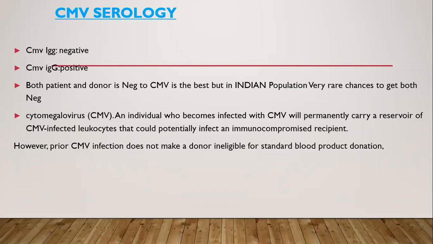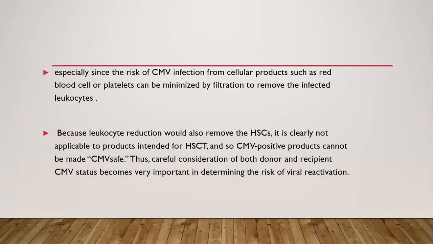So CMV infection does not make the donor ineligible for standard blood product donation, because some patients have a chance of getting this CMV infection through cellular products like PRBC and platelet transfusion, since leukocyte reduction can be done. For HSCT, the CMV positive cannot be made CMV negative, so it is considered an option for both donor and recipient.